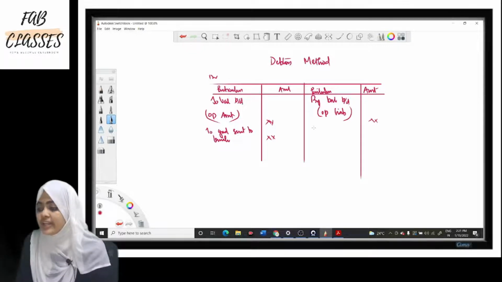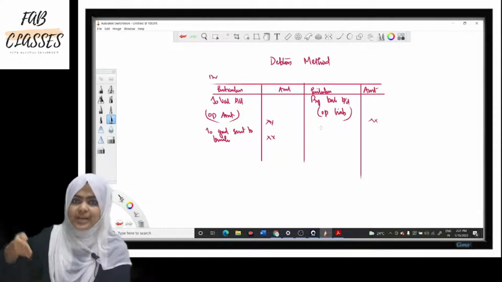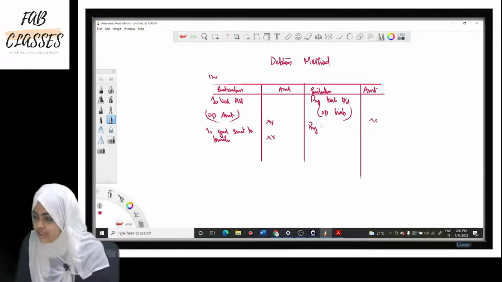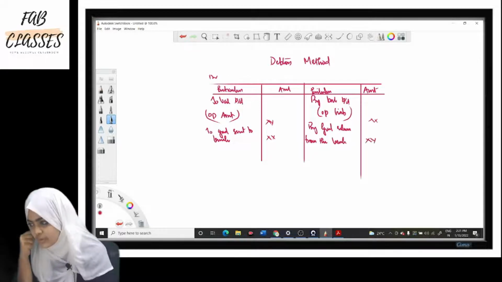And then if any goods have been returned by these branches to head office, those will be recorded here as goods returned from the branch.